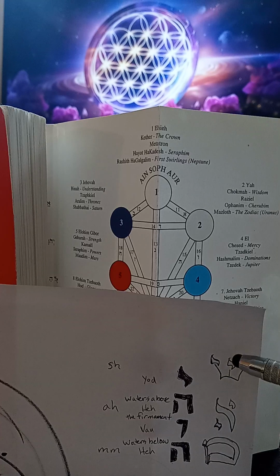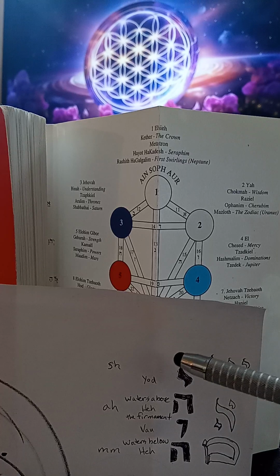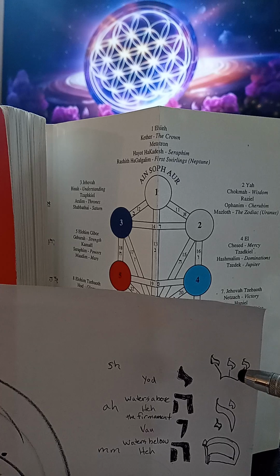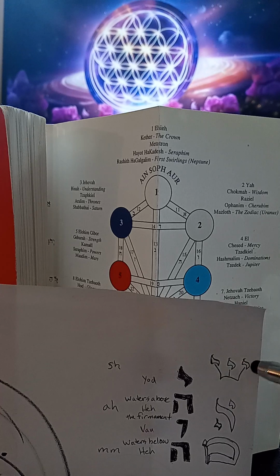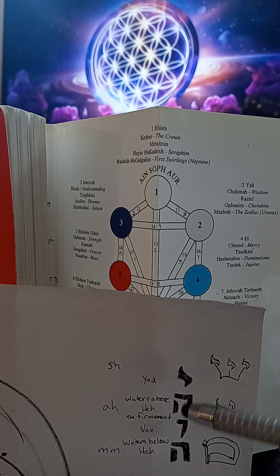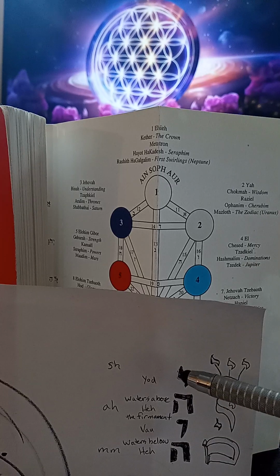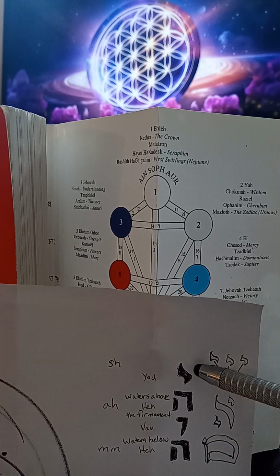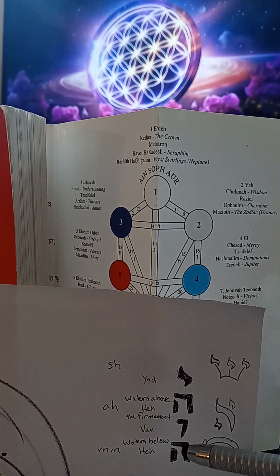Yod He Vav He, you place the Shin above, it is the crown. Shin is the crown. You place the Shin in the middle, you get Yeshua. Yeshua, which is the Redeemer, what the Christos, Emmanuel, came to show. I am the Redeemer and the way.